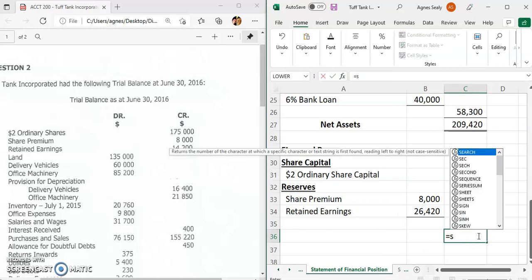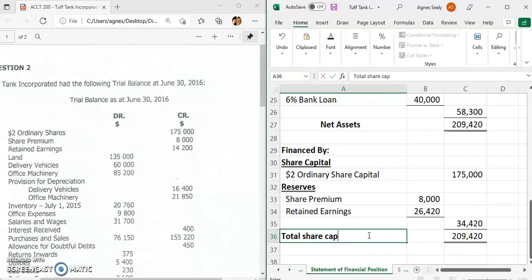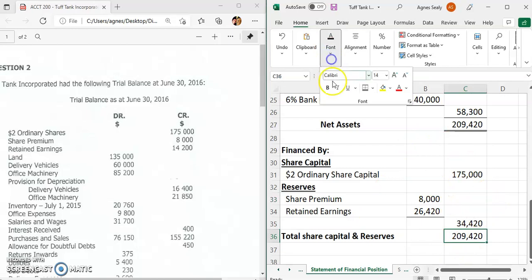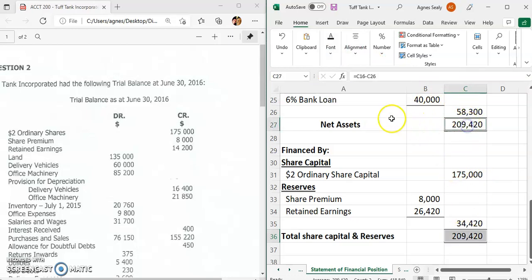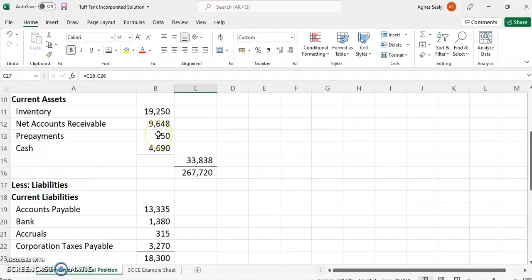So then when we add our $175,000 plus our $34,420, now we have completed this total share capital and reserves. Right. So we will say our statement of financial position balances at $209,420. And this completes our look at the statement of financial position for a company.